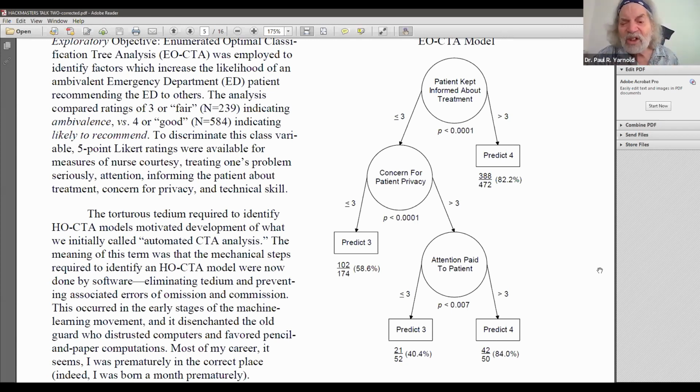The final thing that it pulled out was attention, how much attention they paid to you. If you're ambivalent about that, 60% will still recommend you. It's more than the other one, 41%, because at least you kept their privacy. But on the other hand, even if you don't inform them about treatment, if you show concern for their privacy and if you pay attention to them, then 84% are going to recommend you. The difference between 84% and 82% is very small. It won't even differ in a confidence interval examination.